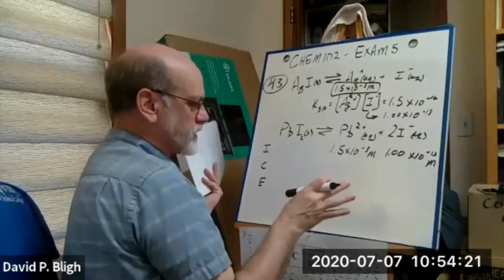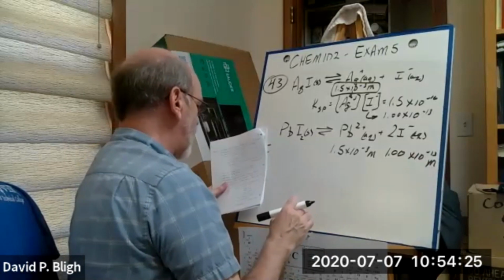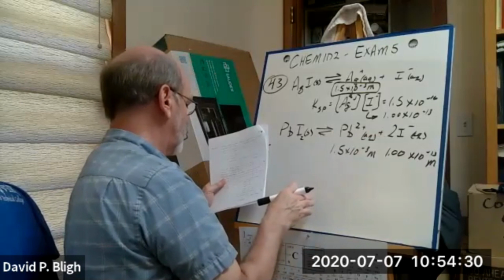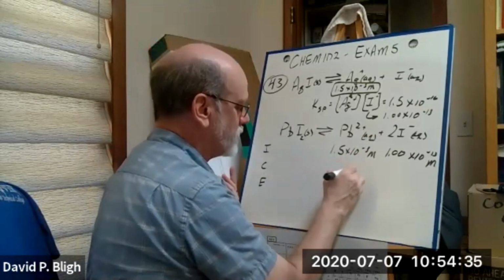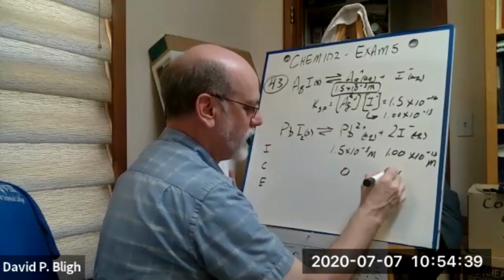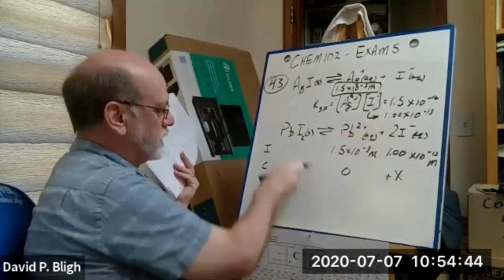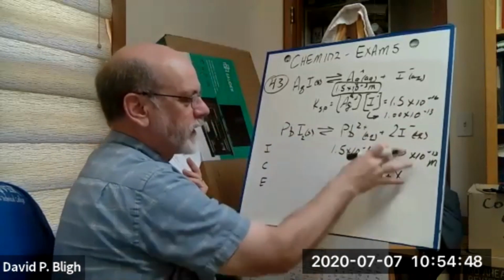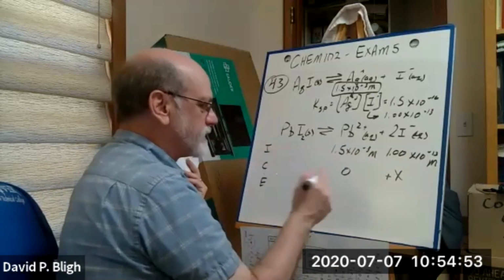Now, what's the change? Well, the change is how much of this iodide can we, well, we're not going to have any change here, but we are going to have an addition of X here, because this X is external. It's not derived from that one yet. It's derived from this one. So how much more can we add and still be at equilibrium?